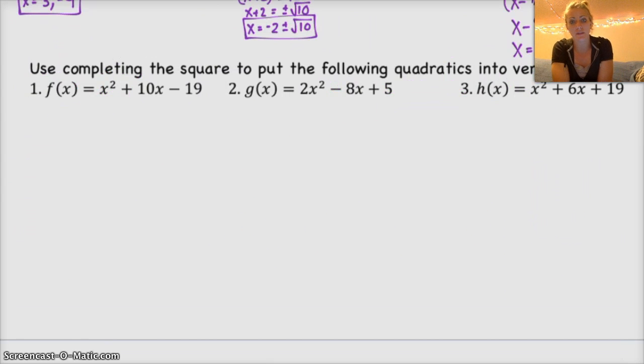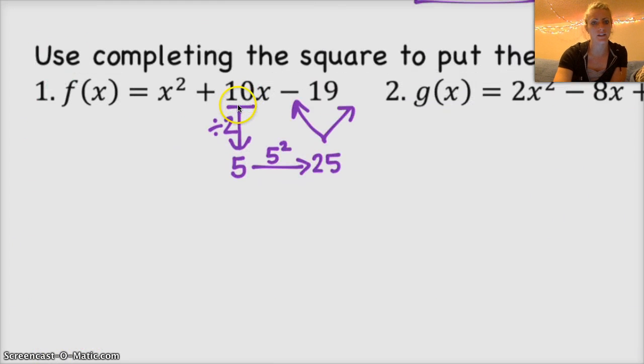Alright, the next examples are putting quadratics into vertex form. And the main difference is that there's a f of x on one side instead of a 0. Okay? So you can't actually solve for x, you can just rearrange it. So we do the same thing here to complete the square. Since there's a 1 in front of the x squared, we don't have to do anything there.